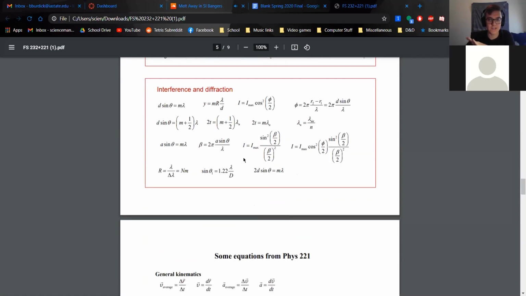So now on to the last section, interference and diffraction. There's a lot of info here, the stuff to keep in mind. So when you have m is equal to an integer number, so m can be 0, 1, 2, 3, 4, or 5, and so on. It can be any zero or positive integer. That's what m is. It's just an index. It's keeping track of which peak you care about.